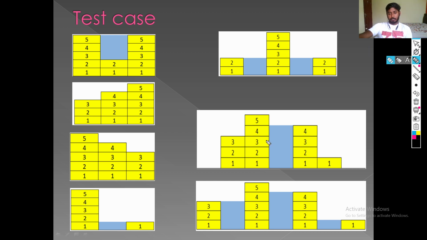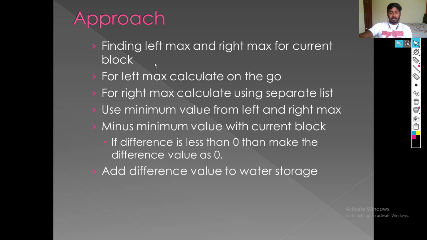Let's jump into the approach. Like I previously said, we just have to find the left max and the right max for the current block. For calculating the left max, we can do it on the go. On the go means that while traversing through each block, we can calculate it. We don't need any separate process for calculating the left max.